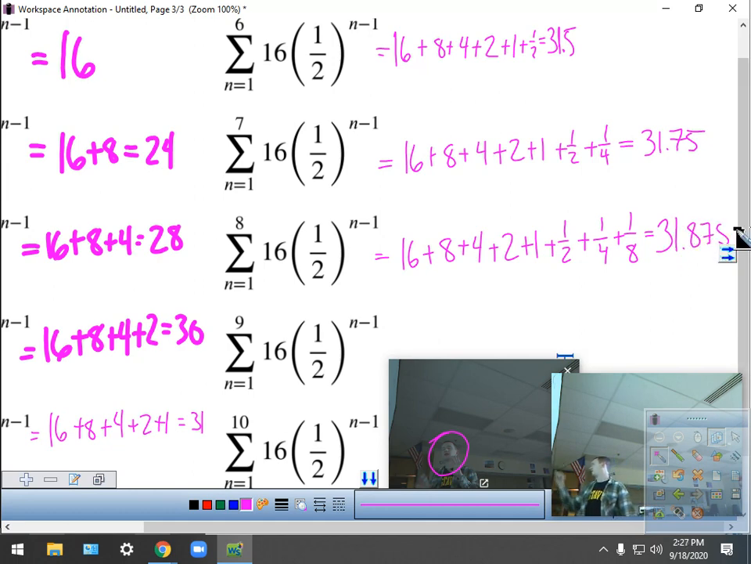31.875. Still not to 32. Am I ever going to get to 32? That's the point of this lesson. Do you see how this one sure looks like it is going to go to infinity, but all of a sudden as you start trying it, even in step 8, you can see that we're never going to get to 32? Not quite, at least.